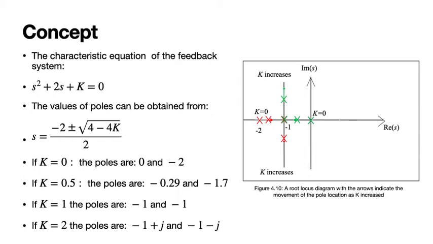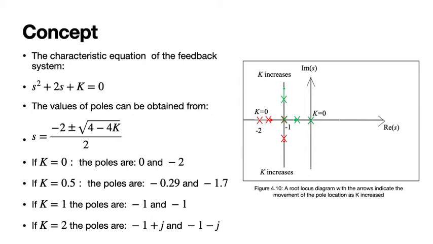So if we increase the value of k from 0 to a higher value, we can see that the poles will move from here. For the green one, it will go to here until it reaches minus 1, and then it will go up, up, and up to infinity actually. And the same thing goes for the red one, from minus 2 to minus 1.7, and then minus 1, and then minus 1 minus j, and up until minus infinity. So this is telling us what happens if we vary the value of k.